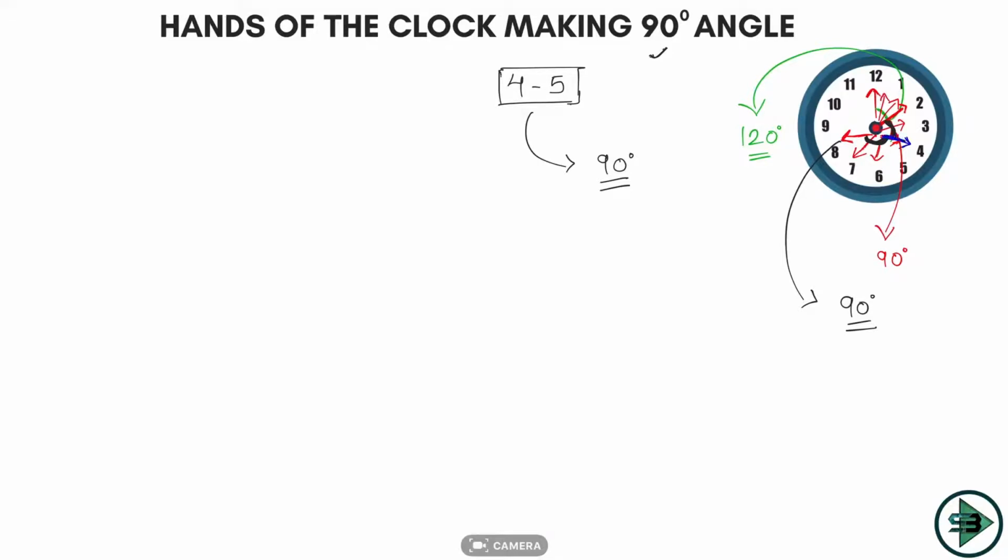So in 1 hour, that is between 4 and 5, how many times is the angle 90 degrees? Twice. One before the coincide, another one after the coincide. So twice in 1 hour the angle between the two hands of the clock will be equal to 90 degrees. I am asking you the time right now. When the angle became 90 for the first time, what was the time? And when the angle became 90 for the second time, what was the time?